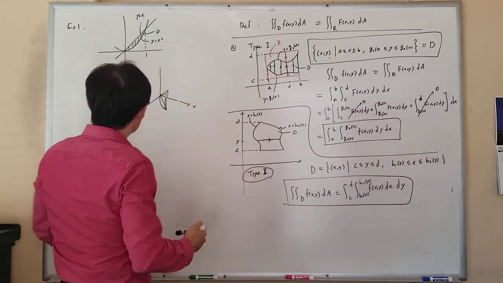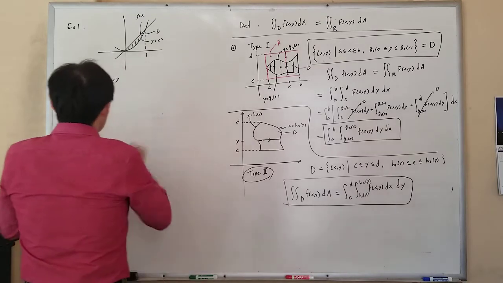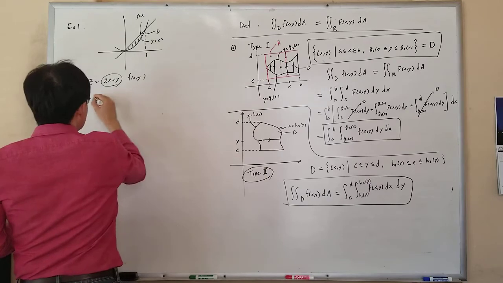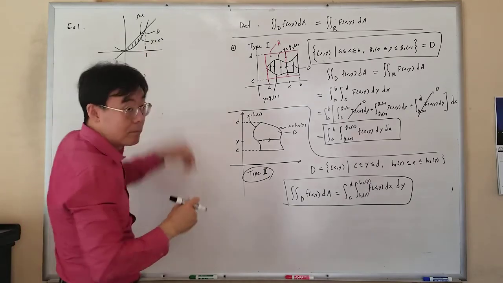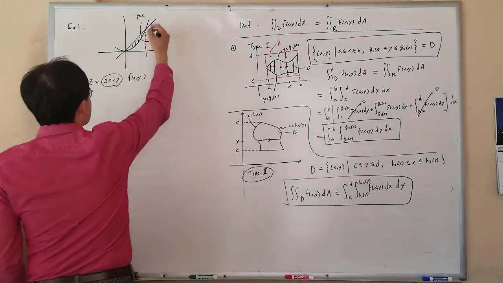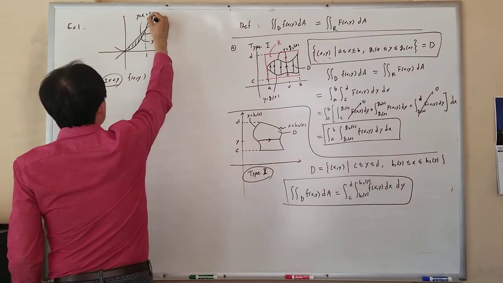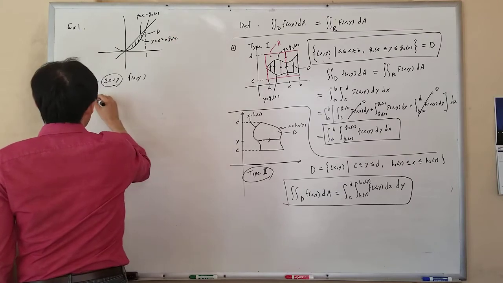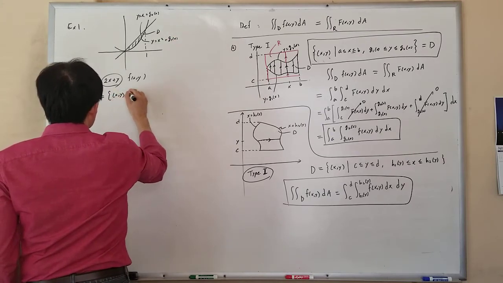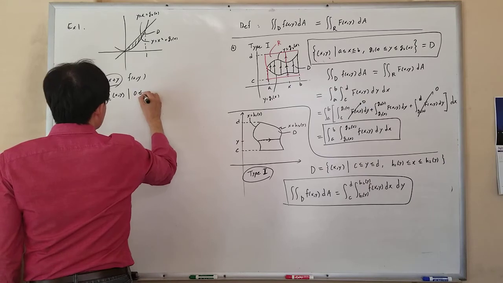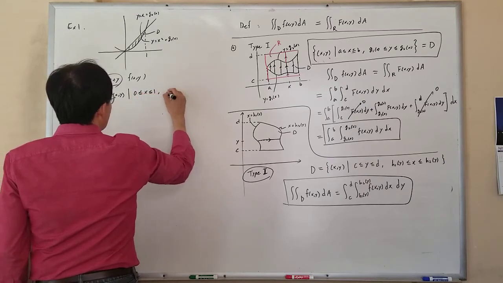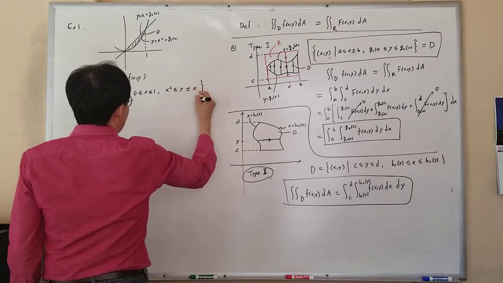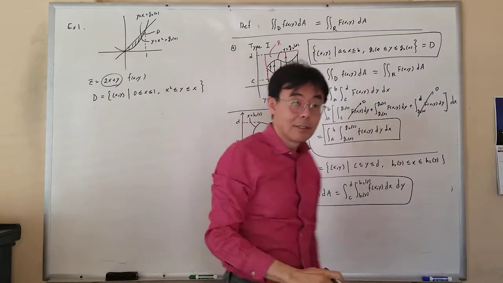So your volume will be basically, this is your f of x, y. And the domain is type 1, because this is your g2 of x and this is your g1 of x. So your domain is x between 0 and 1, y runs from x squared to x. G1 of x, g2 of x.